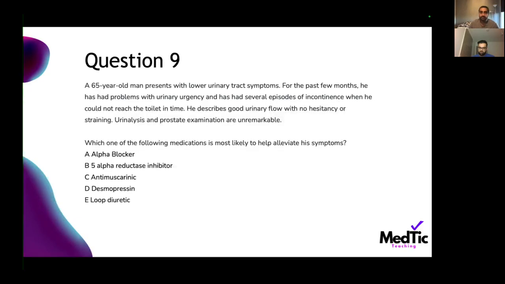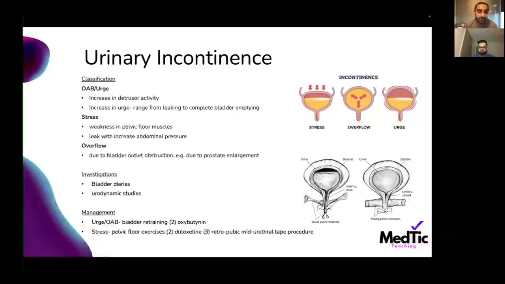What did we get for answers? So everyone that's answered has selected C. Okay, maybe this question is too easy then. Yep, so the answer was C. You give an antimuscarinic, you give oxybutynin. So let me just run through urinary incontinence. It's quite simple, I find, but it is a common thing that can come up in exams, so do revise it.